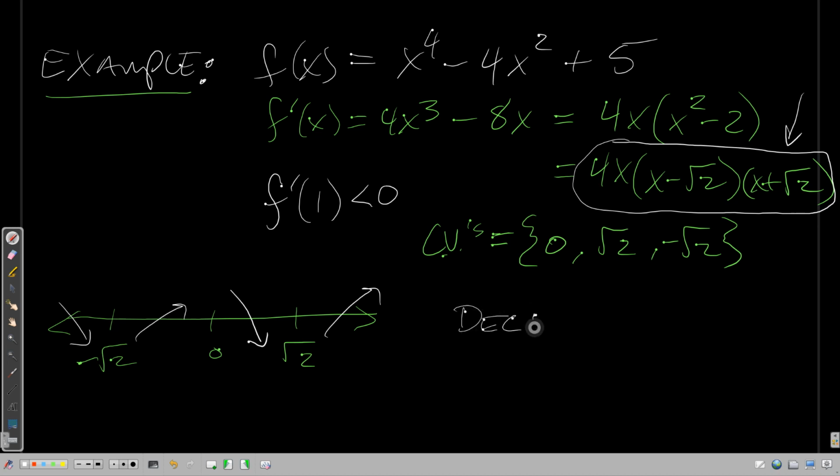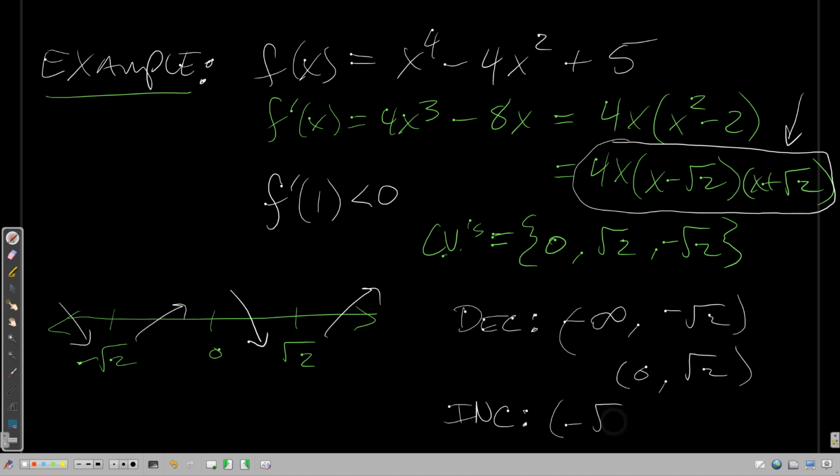So then I am decreasing from negative infinity up to minus root 2, and from 0 to root 2. And I am increasing on all the other intervals, from minus root 2 to 0 and root 2 to infinity.